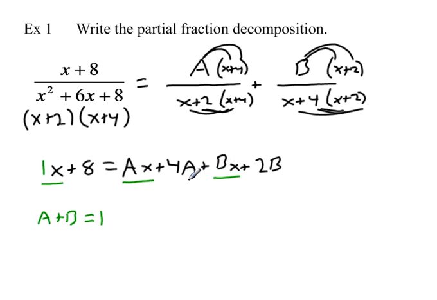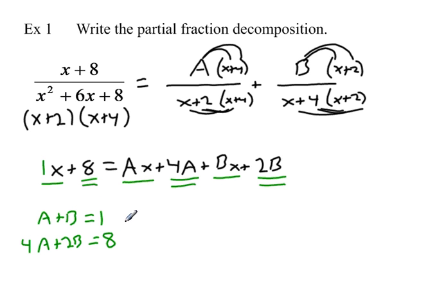Likewise, let's think about our numbers. So terms without x's, like this and this, they must add to 8, right? They're the terms without the x's. Therefore, they're numerical terms. 4A plus 2B must add to 8. Now check this out. We've got a system of equations. We're not solving for x and y like we normally will see. We're solving for A and B.